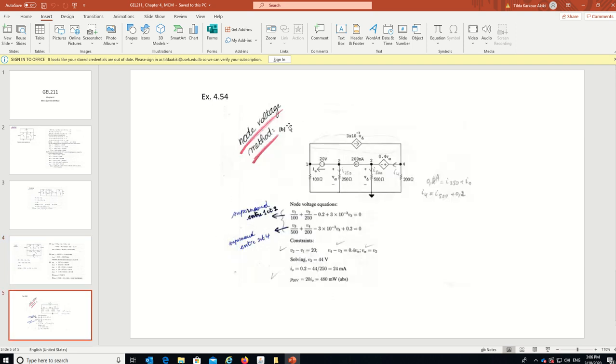In this exercise, we will choose the node voltage method. Here we have a special case. We have here a supernode between 3 and 4. So here you have between 1 and 2 a supernode and between 3 and 4 a supernode. You remove it and you have as if you have one common node. You write the equations, then the constraints.